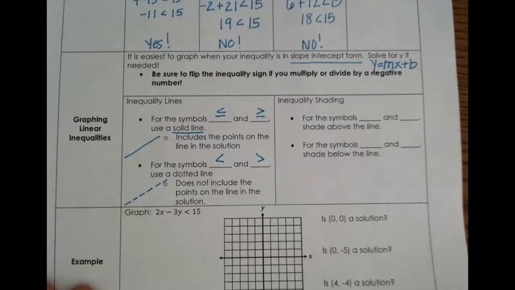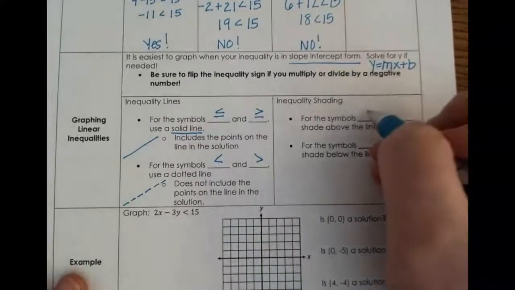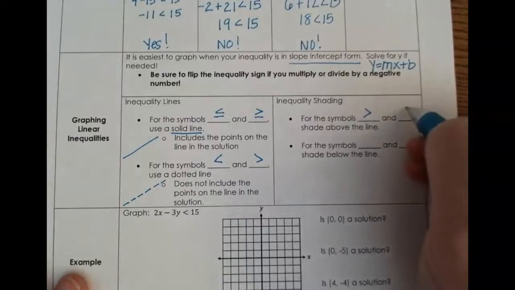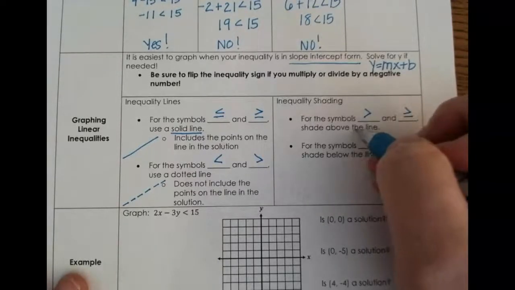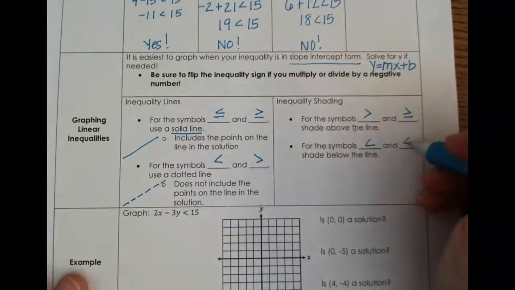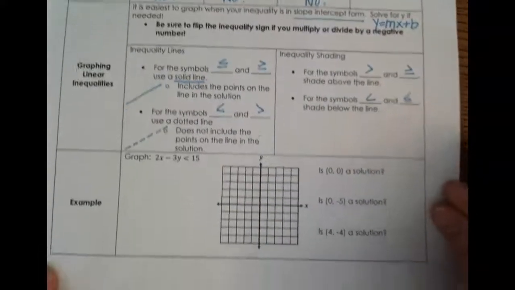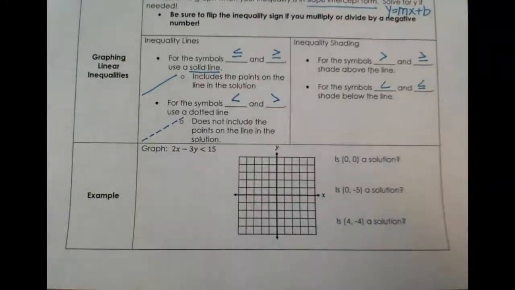And here's where it's different than just graphing a line: we have to shade. So if we have the symbol greater than or greater than or equal to, we're going to shade above the line. And if we have the symbols less than or less than or equal to, we're going to shade below the line. So it seems like a lot to remember, but it's not too bad. Let's give it a try.